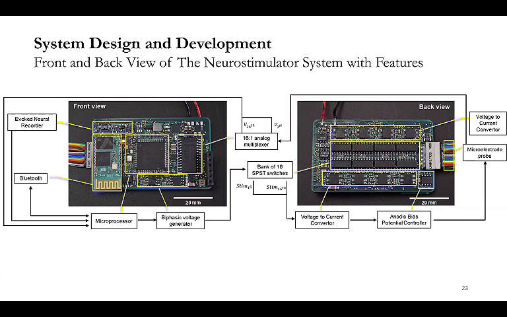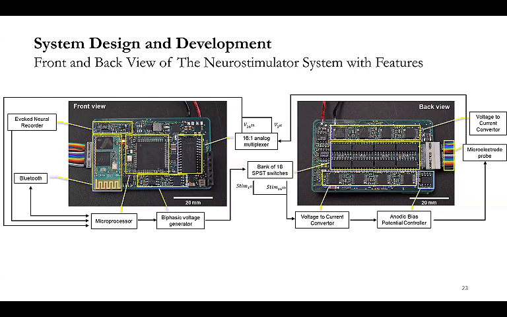In the backside, you will see all the voltage to current converters, because we had to get constant current stimulation signals. So we have all these converters. Also, we have switches all the way on there, because 16 switches control all 16 stimulation electrodes.